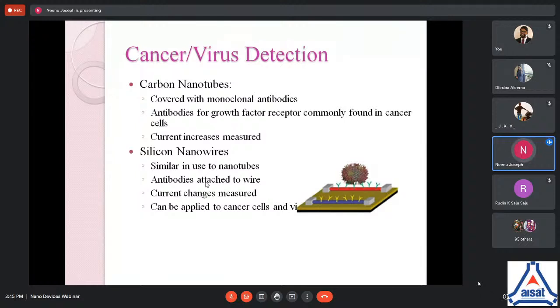First of all, carbon nanotubes covered with monoclonal antibodies, antibodies for growth factor receptors commonly found in cancer cells. Current increases are measured here. This is similar in use to nanotubes. Antibodies attached to the nanowire, current changes are measured. Can be applied to cancer cells.